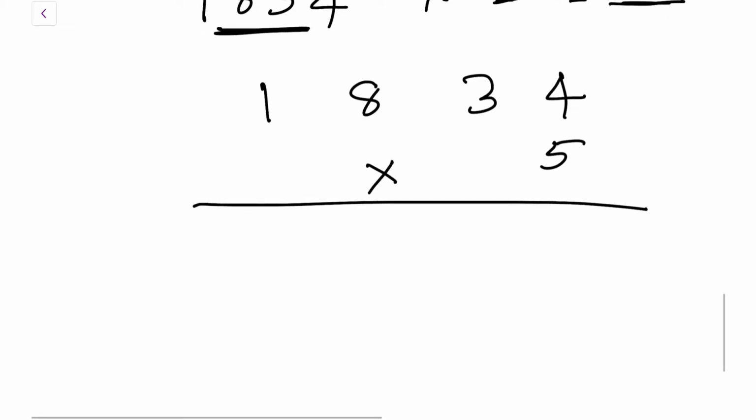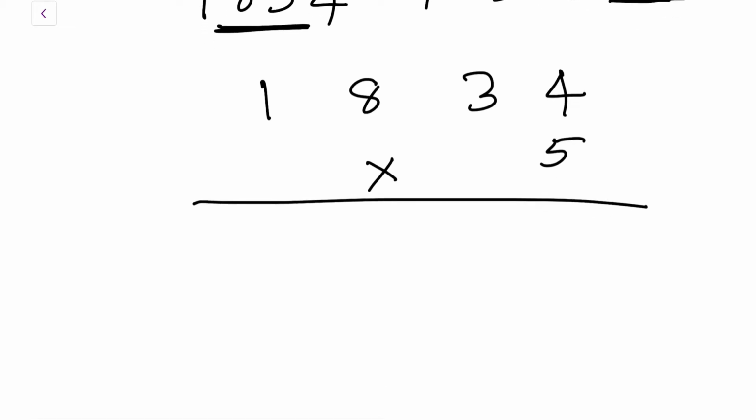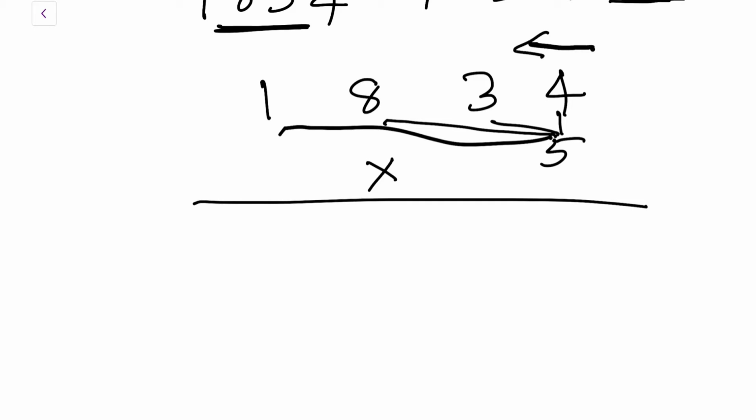Let's do the steps. We will need to multiply 5 with 4, 5 with 3, 5 with 8, and then 5 with 1. We start with the ones place and go all the way till the last. What is the last place? We have the ones place, tens place, hundreds place, and we go all the way till the thousands place.